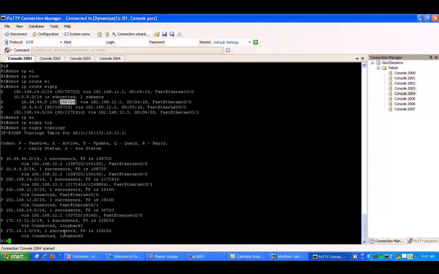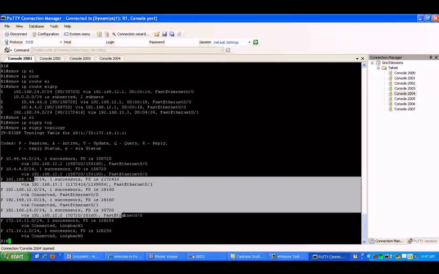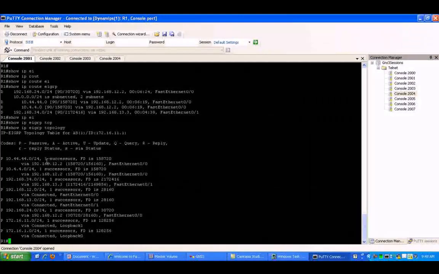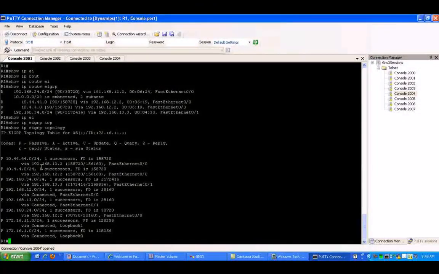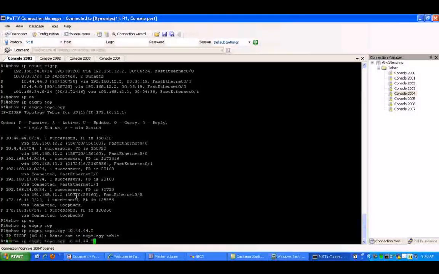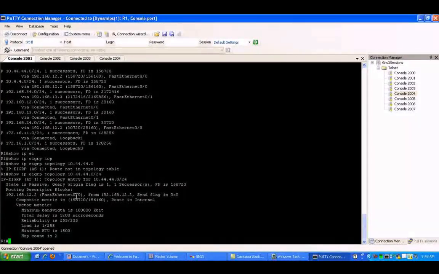If I do a show IP EIGRP topology to look at the topology table, what I have here is one successor route for these 2 loopback interfaces off of router 4. They are both off of 12.2, which is, if I do a show IP EIGRP topology specifically for the network, this gives us more information on this specific route.